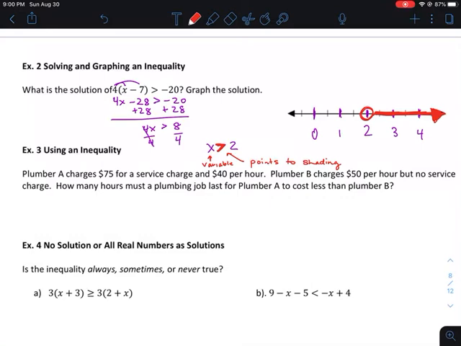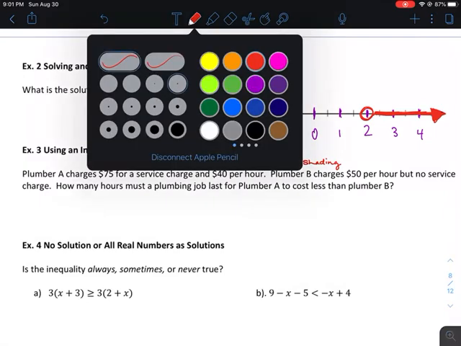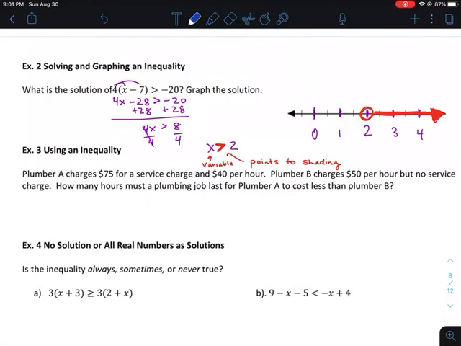Example 3, it says using an inequality. Plumber A charges $75 for a service charge and $40 per hour. Plumber B charges $50 per hour, but no service charge. How many hours must a plumbing job last for plumber A to cost less than plumber B? Let's see what we got. So we have plumber A to cost less than plumber B.